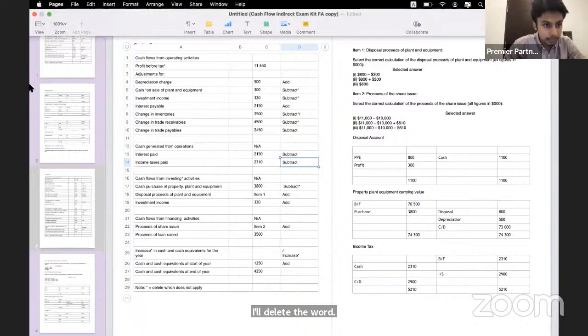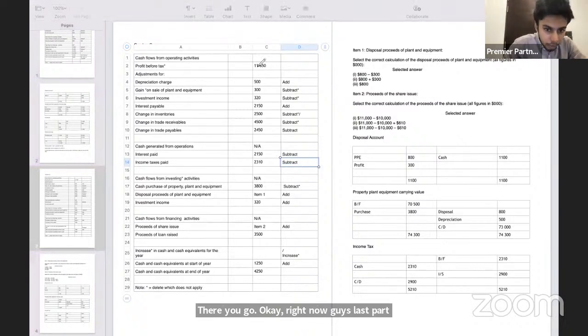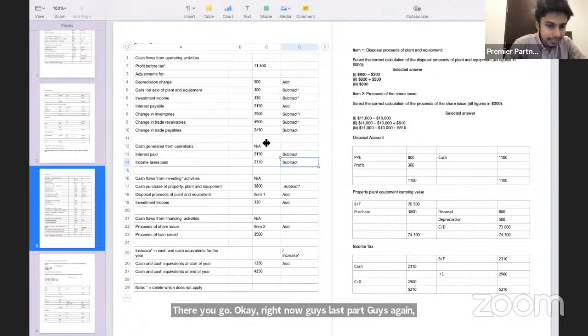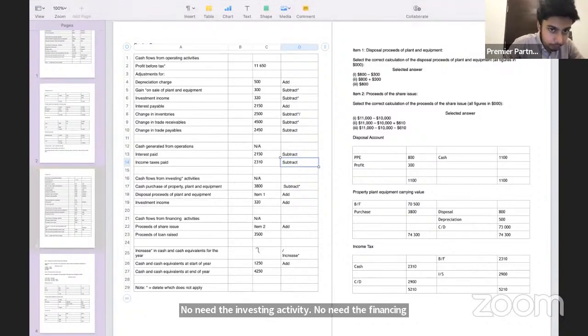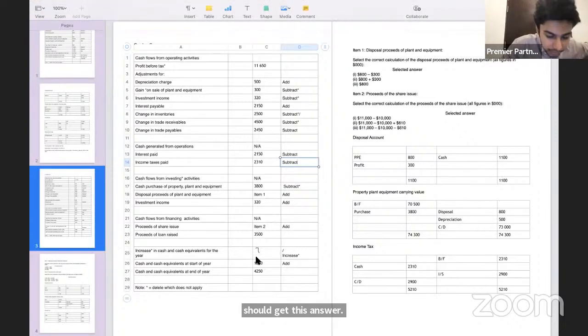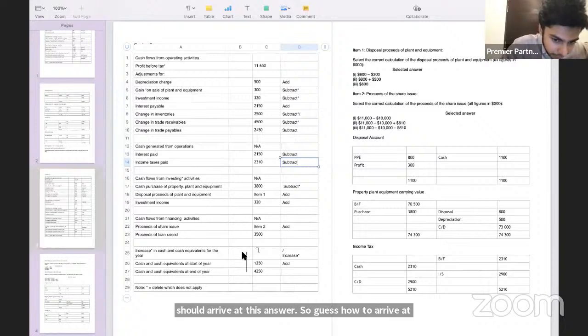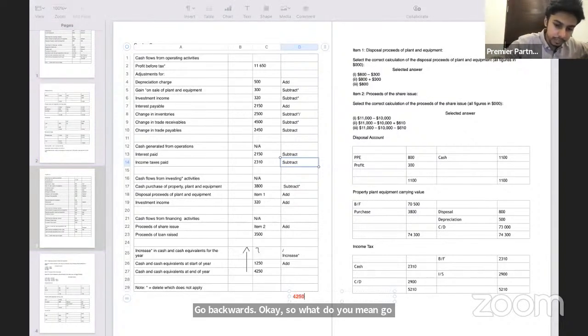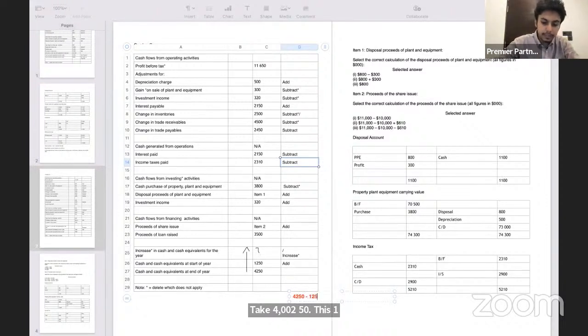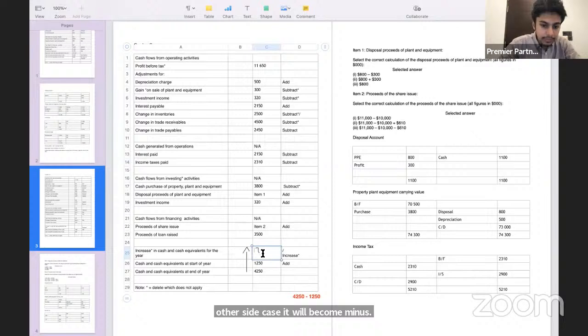Now, last part. Again, same story. You don't need to total it up. No need to total the operating activity, the investing activity, or the financing activity. You don't have to total, but remember, you should still arrive at this answer. So how to arrive at this answer? Go backwards. What do I mean by go backwards? Take 4,250. This 1,250 is plus, but when you go to the other side, it will become minus. So minus 1,250, and the answer will become none other than 3,000.